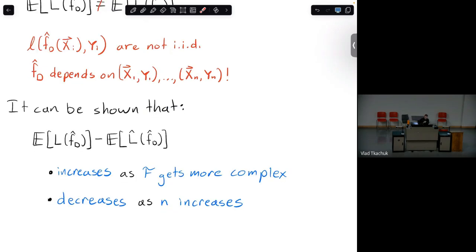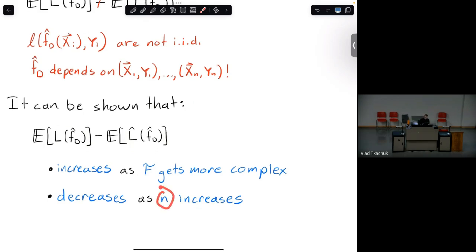And this is probably the two most important things to remember from this whole thing, which is if you compare this expected loss and the estimated loss of our predictor, you will find that this difference changes with the function class you pick and the number of data points. Okay, and it scales in a specific way, which is that if you make the function class more complex, the estimated loss is going to be a worse estimate of the true expected loss. Okay, so make the function class bigger, this estimate gets worse. However, if you increase the data, then this estimate gets better.